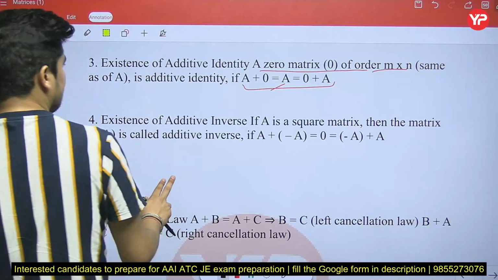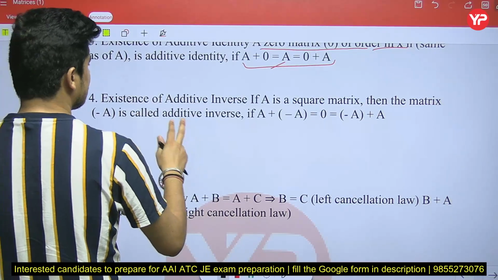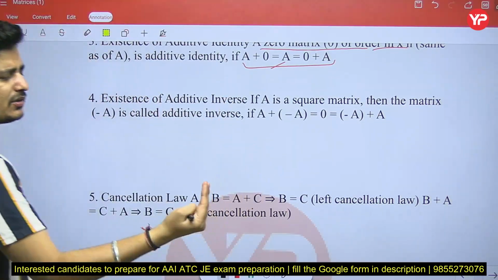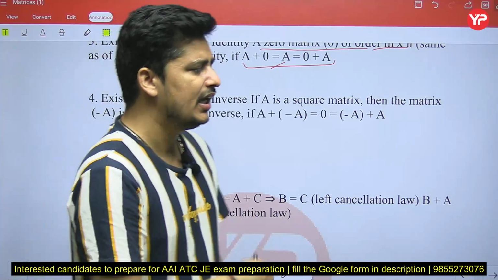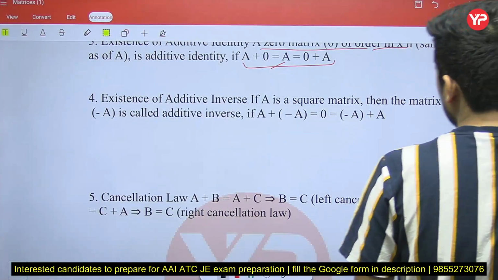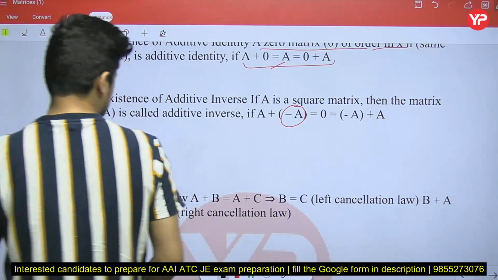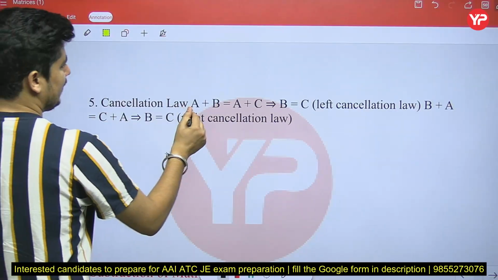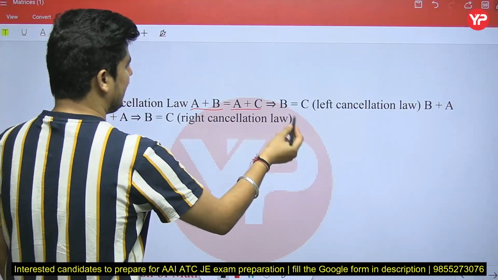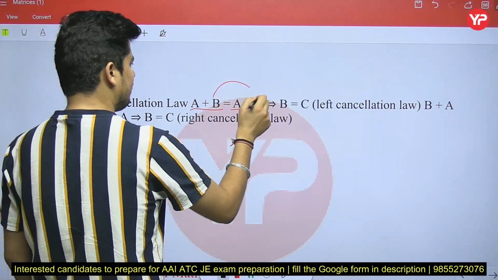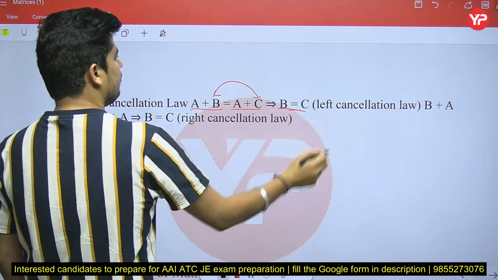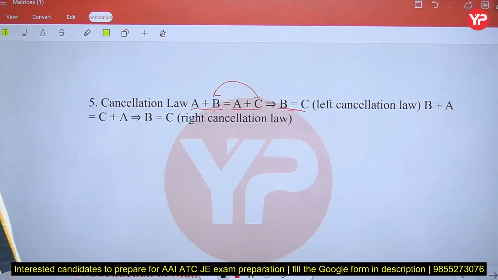Existence of additive inverse. Additive inverse means when you add something to a matrix, that results in the zero matrix. The additive inverse is minus A, right? Cancellation law: whenever you have A plus B equals A plus C, then it means that B should be equal to C. So this is called the cancellation law, right? It is true for that one, right?